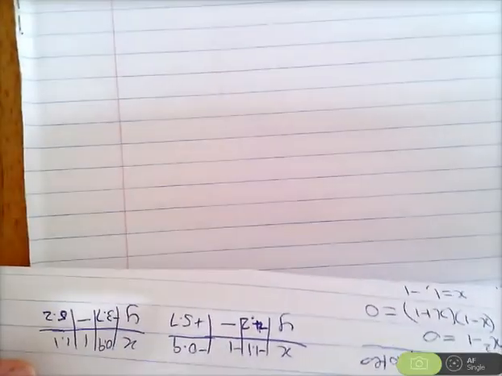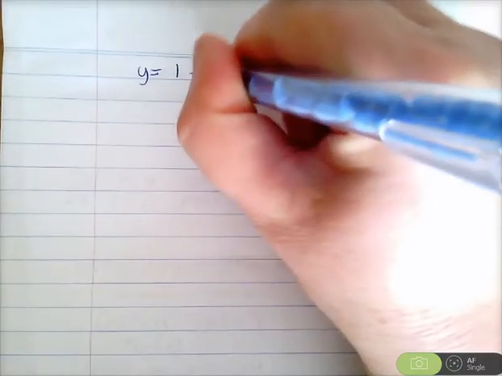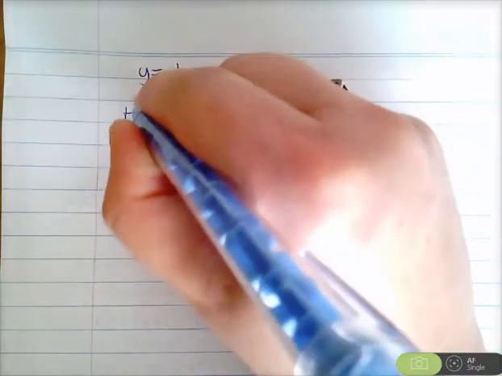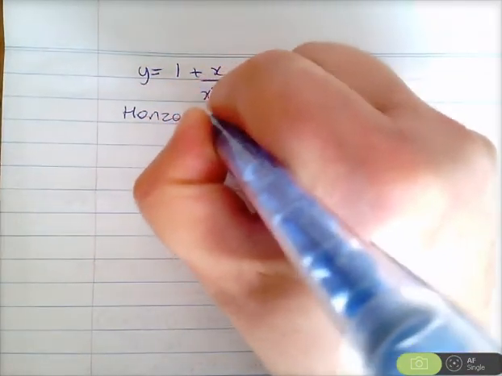So we're going to look at our curve again. And the curve is y equals 1 plus x over x squared minus 1. Now, we're going to look at horizontal asymptotes.